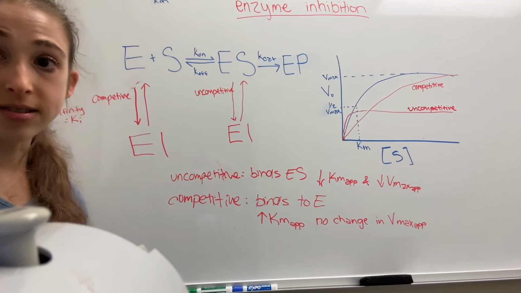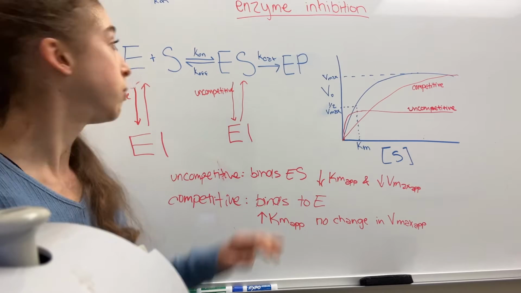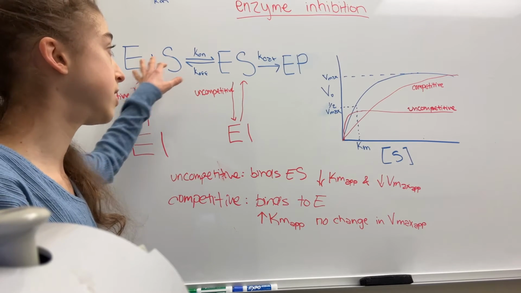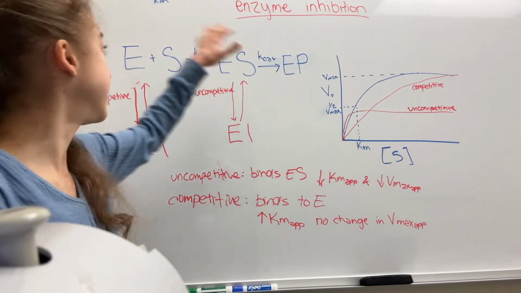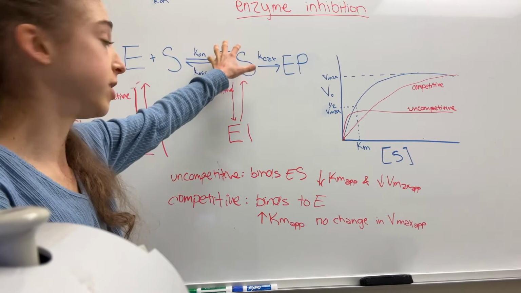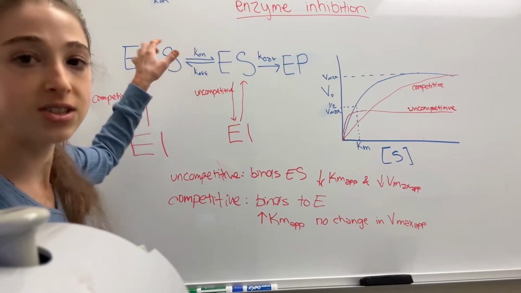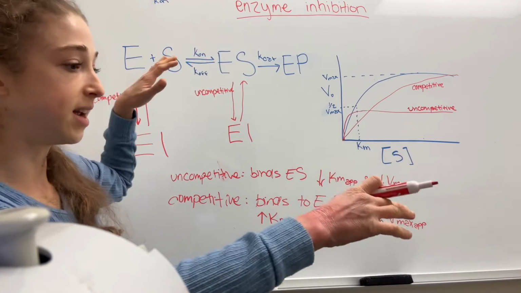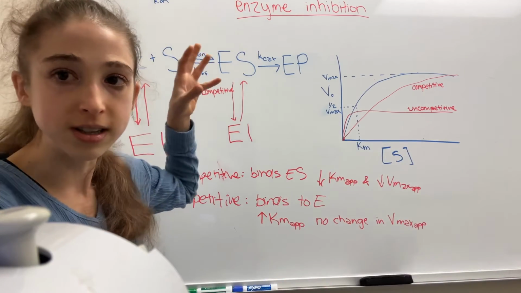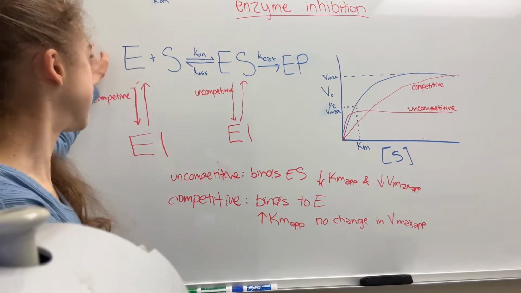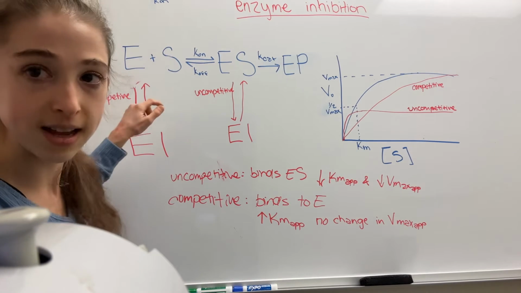Now we need to think about situations in which an inhibitor will bind to both the enzyme alone and the enzyme substrate complex. So remember, when we have enzyme plus substrate, this is just the enzyme hanging out and the substrate hanging out, and they're not even interacting with one another. So it's not binding to this enzyme plus substrate, it's binding to the enzyme.